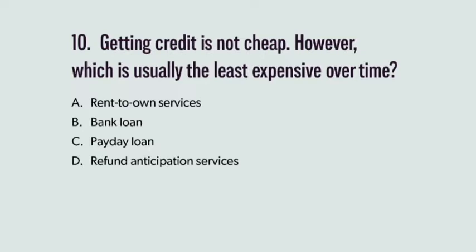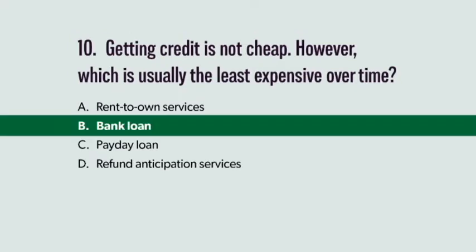Number 10, getting credit is not cheap. However, which is usually the least expensive over time? A, rent-to-own services, B, a bank loan, C, a payday loan, or D, refund anticipation services? And the answer is B, a bank loan.